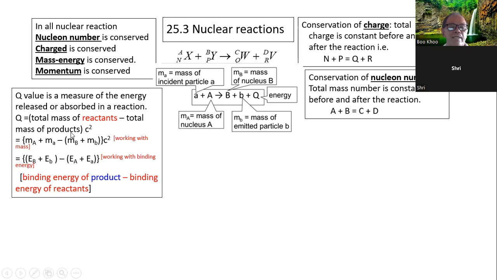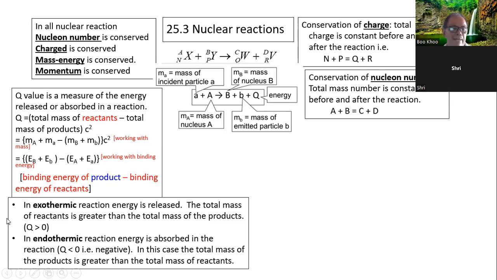Q is the total mass of reactants minus the total mass of products. Or you can use binding energy of products minus binding energy of reactants. Remember, these two are opposite to each other. Usually you will come out with this equation, but this one does come out, one question does come out. So if Q is greater than 0, it's exothermic, like your chemical reaction. Endothermic means you need to put in energy before the reaction will take place.